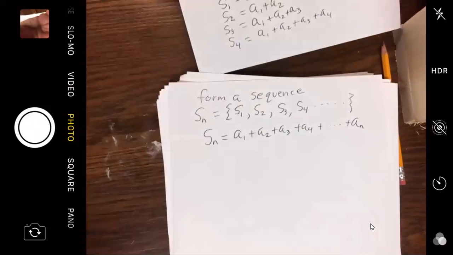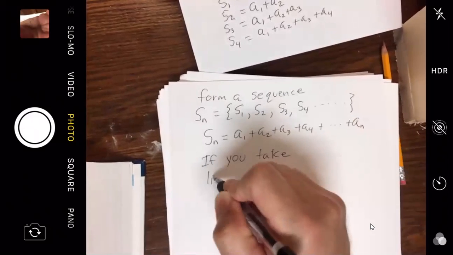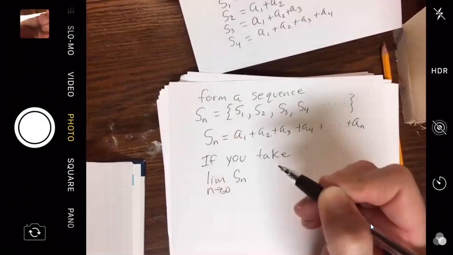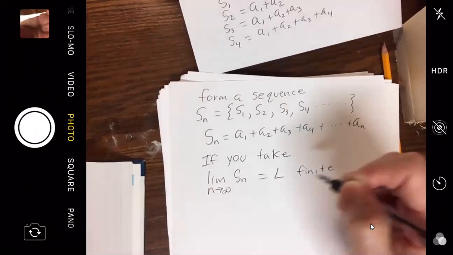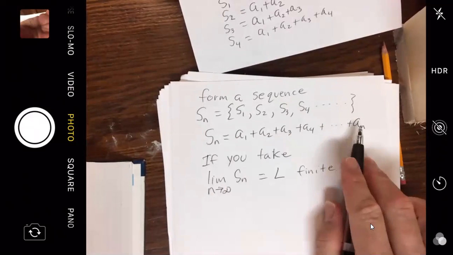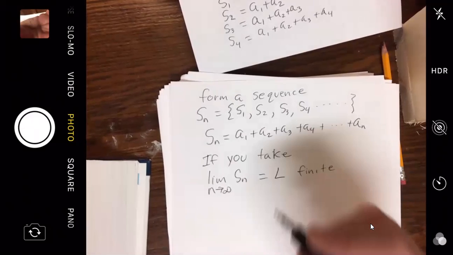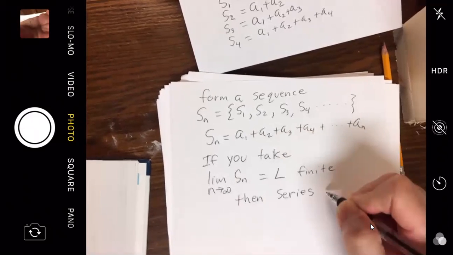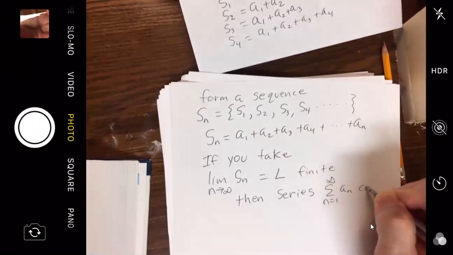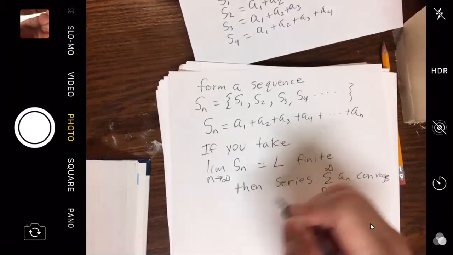All right, does it not make sense? If you take the limit as n goes to infinity of that S_n and you get an L, finite, meaning you take a limit of all these things and you get a finite result on that limit, then your series, summation n equals 1 to infinity of your a_n, converges. And this L is the sum of the series.